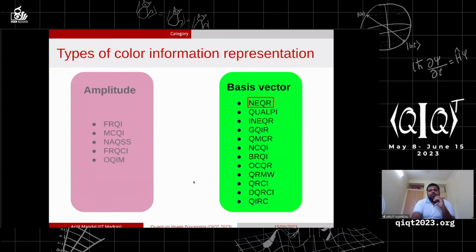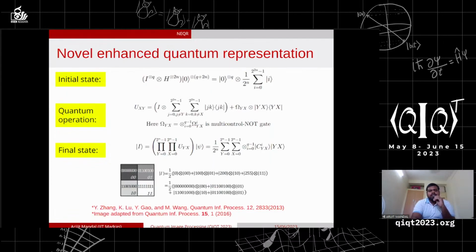So now I will move to the basis vector based representations. One algorithm in this basis vector based representation is NAQR, which was proposed in 2013. This is the initial state that is required to represent the images using the NAQR method. Again, to represent a square image of dimension 2 power n cross 2 power n, you need 2n plus q qubits, where q is the number of color qubits required to represent the image.